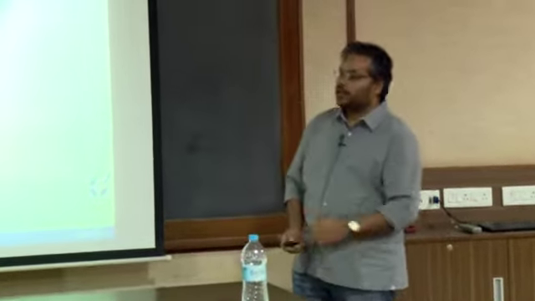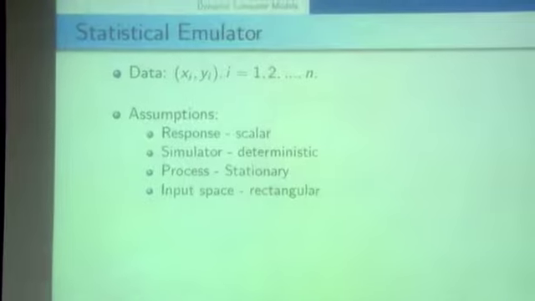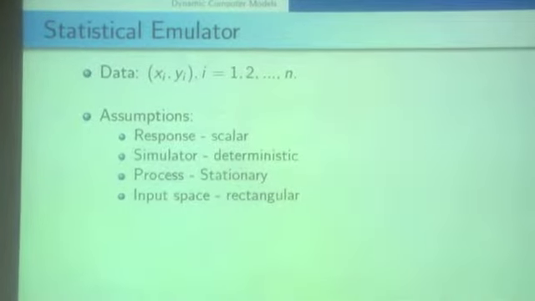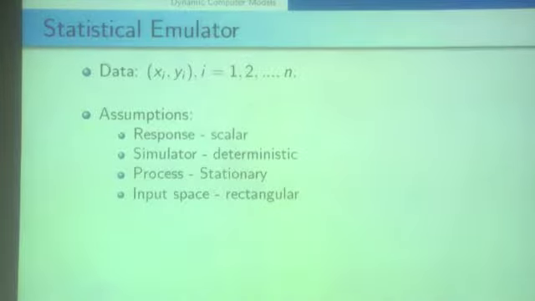To begin with, we don't have infinitely many data points. We have only finitely many data points. So let's say xi, yi, yi being the response, xi being the input of the computer model. And there are some assumptions. To begin with, let's suppose a simpler case that the response is scalar.